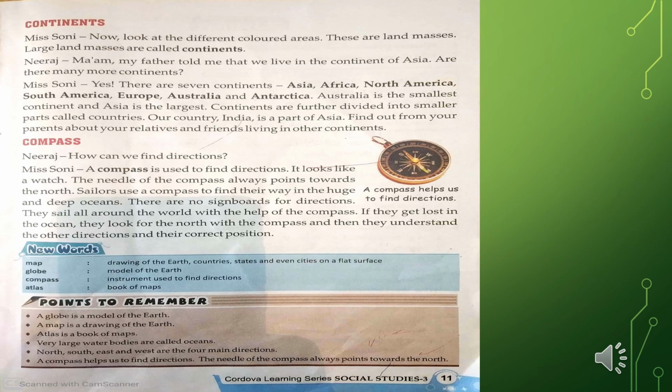Continents. Miss Soni: Now look at the different colored areas. These are land masses. Large land masses are called continents. Neeraj: Ma'am, my father told me that we live in the continent of Asia. Are there many more continents? Miss Soni: Yes. There are 7 continents. Asia, Africa, North America, South America, Europe, Australia and Antarctica. Australia is the smallest continent and Asia is the largest.